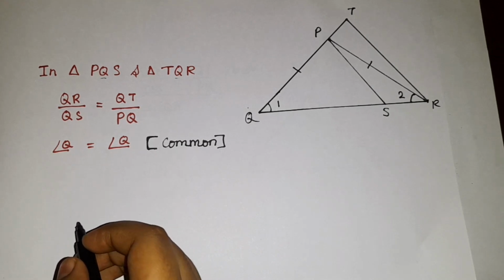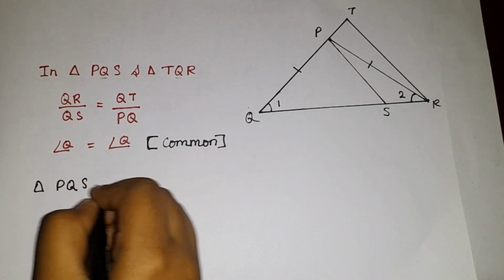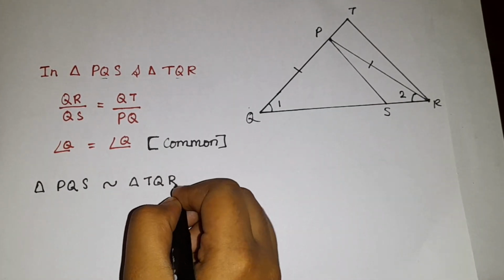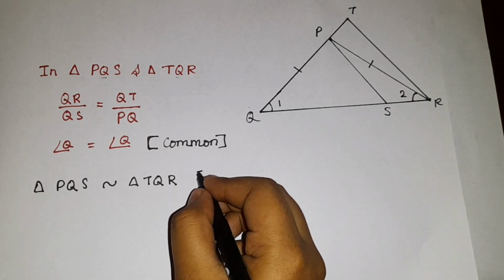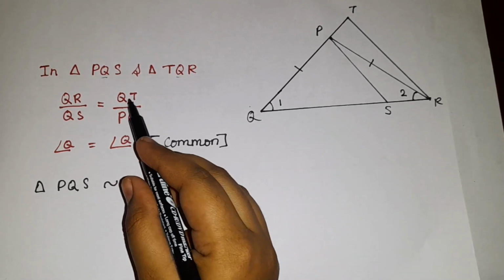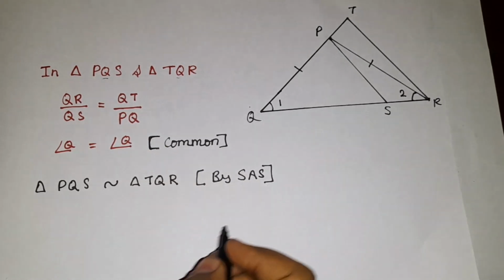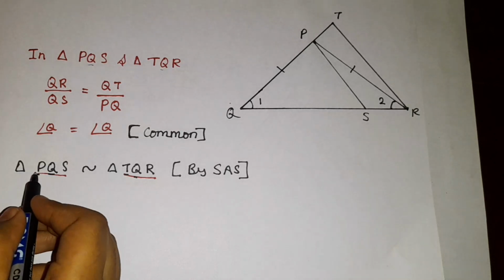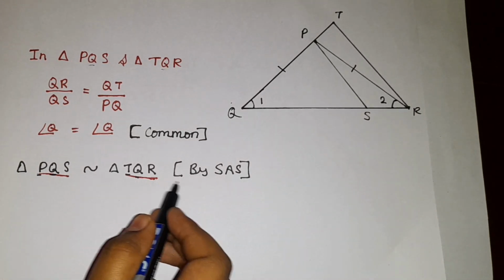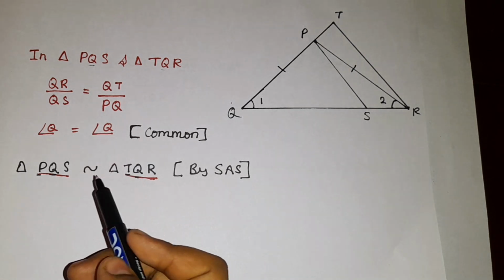So now I can just write triangle PQS is similar to triangle TQR. I can write it like this, am I right? By which criterion? By SAS. So I have two sides and one angle. That's why it is SAS. I can just write it like this, am I right? So since you guys know triangle PQS is similar to TQR by which criterion? SAS criterion. Finally I just solved it, okay.